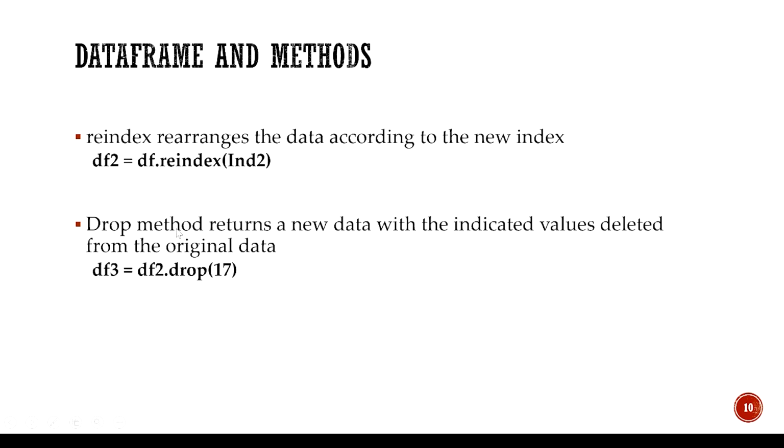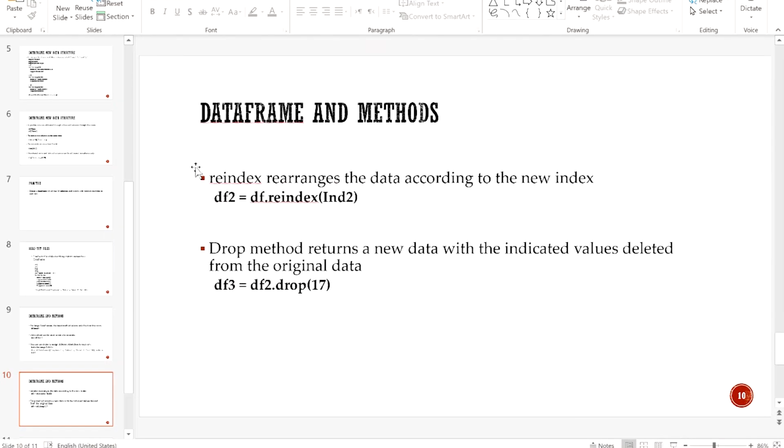We can also apply the reindex method. Reindex rearranges the data according to the new index. Let's say we want to define another index named index 2, and then we apply the reindex. So let's see what happens. It just rearranges the rows in your data frame.